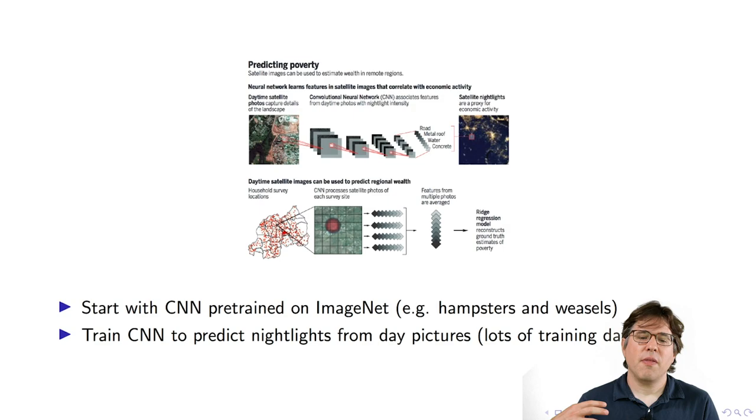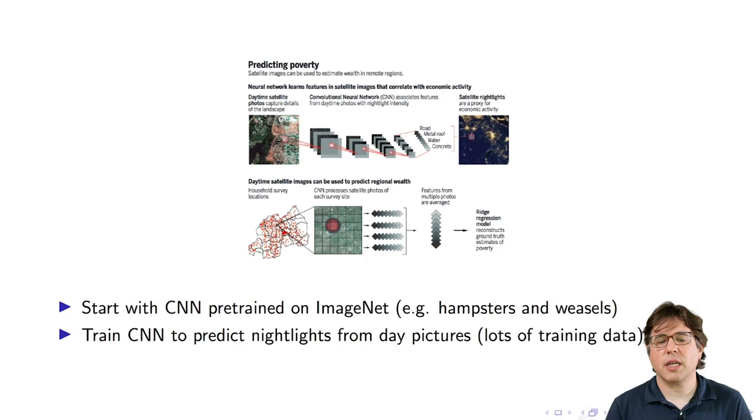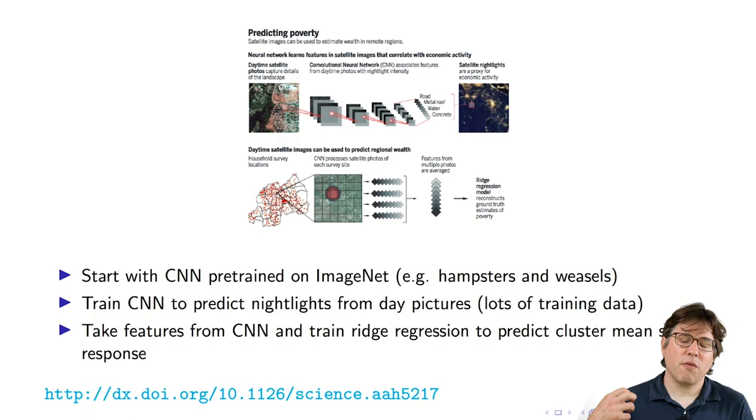Then they train that neural net to predict the nightlights from the day pictures. The advantage here is there are lots and lots of day pictures and nightlights, so there's lots and lots of data that they could use for training. Then they take the features from that convolutional neural net and use a ridge regression to predict the cluster mean survey response. Let me explain what I mean by that.